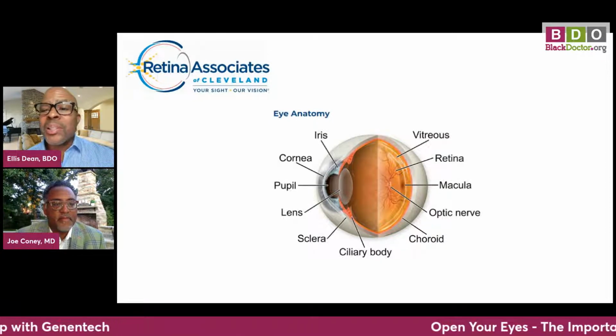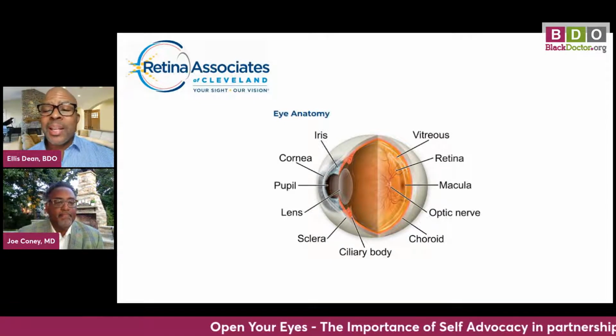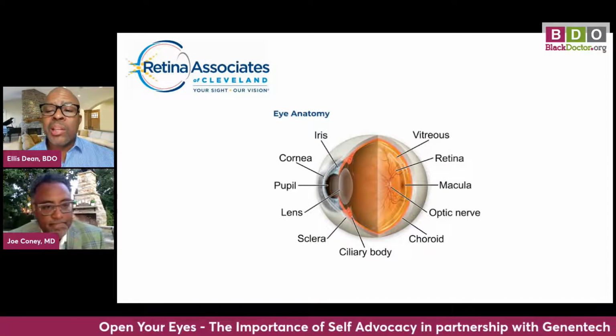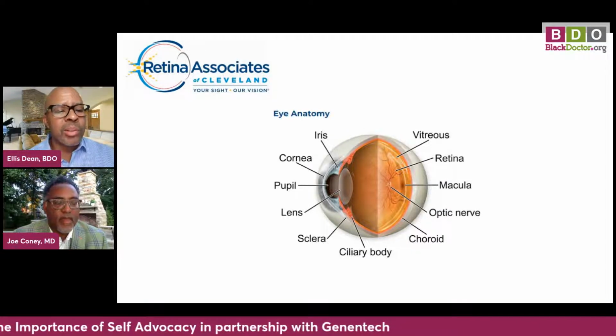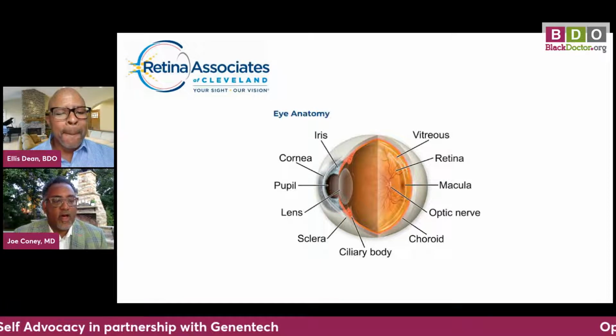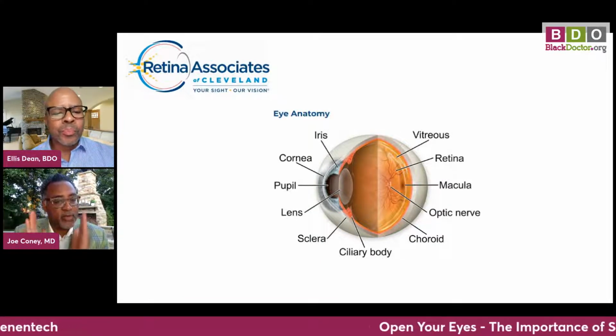Some other questions here. Somebody saying they had a stroke and now my vision has changed. Would a stroke cause a vision change? And so that goes back to talking about the different compartments, and then that third part, which is the processing center, which means the brain.